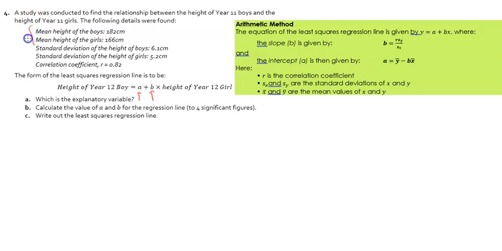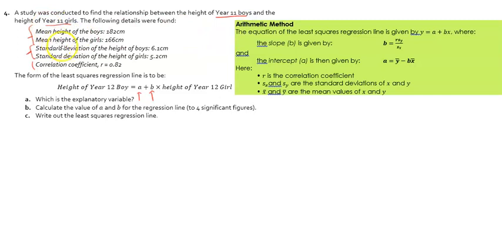2 means, right here, 2 standard deviations, which I'll explain what a standard deviation is in a general sense, and we have those 2 here, and a correlation coefficient, which is also known as Pearson's correlation coefficient, R. And all you need to do is plug in these digits into the following formulas. And I'll get to that in a second. For now, let's look at the context. The study was conducted to find the relationship between the height of Year 11 boys and the height of Year 11 girls. The following details were found.